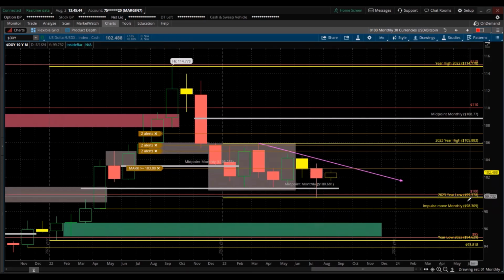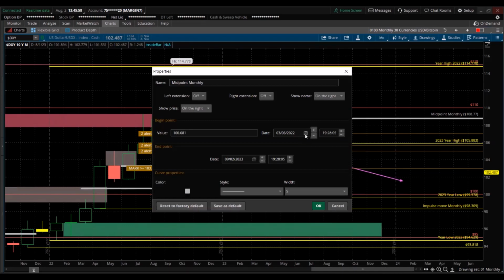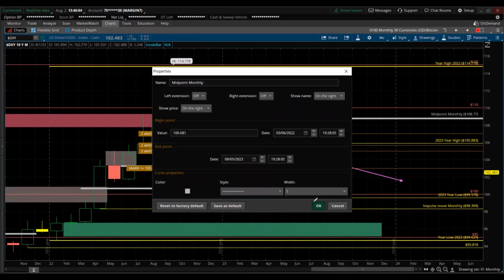Broke below that big number, 100. Rejected it. Also tested the midpoint of this big candle last year. Tested it, rejected it, went back up. Nice. So that's giving confidence for people to still like the dollar.